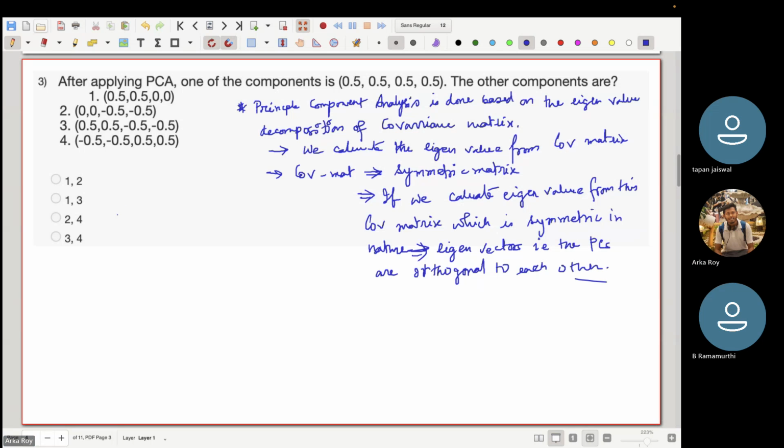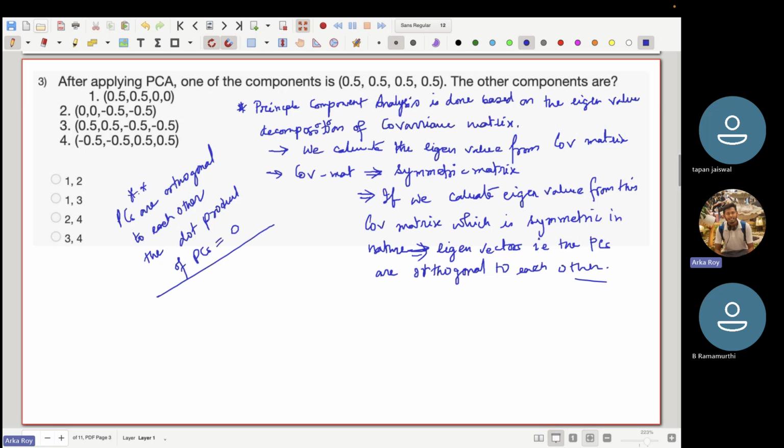So if PCs are orthogonal to each other, then the dot product of PCs should be equal to zero. So this is a very important property that you can remember, because in many cases you will see PCA based questions are framed on this particular concept.